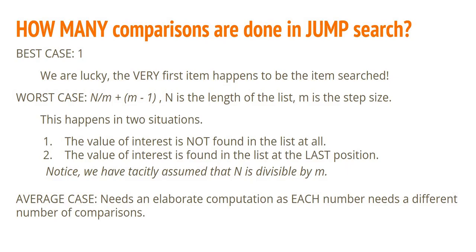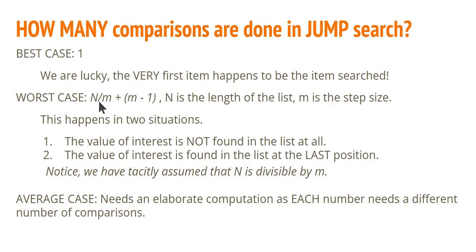In the worst case, I make n by m plus m minus 1 jumps. Notice in my case just now, n was 100, m was 10. So basically 10 jumps in the beginning, 10 comparisons in the first phase, and then a linear search. Worst case, I'm going to do m minus 1. So this is basically the worst case comparisons that I'm making, given n the length of the list and m being the step size. Again, this happens in two situations.